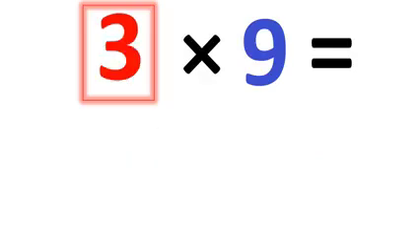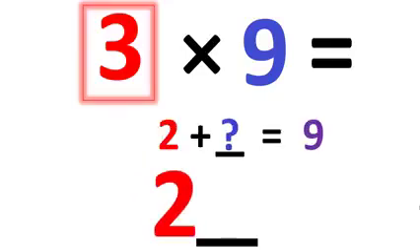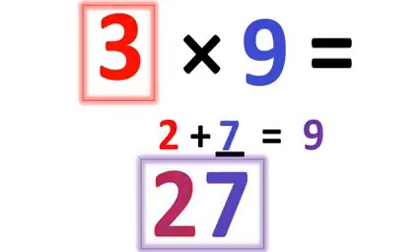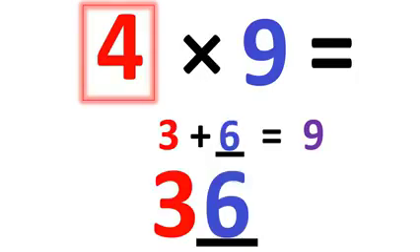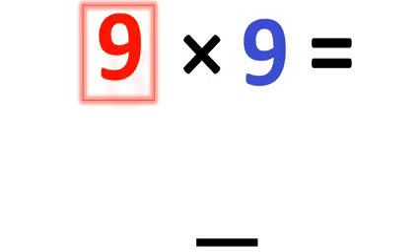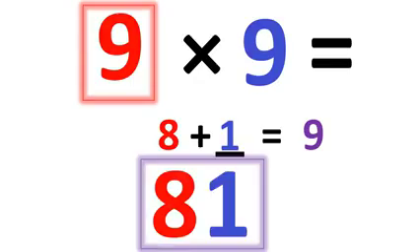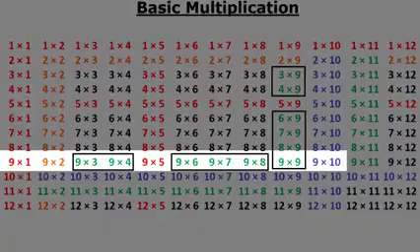Or when you have 3 times 9, 1 less than 3 is 2. Then you say 2 plus what number equals 9? 7. So 27. So forth and so on. 4 times 9. 1 less than 4 is 3. 3 plus what number is 9? 6. So your answer is 36. And you can do that all the way up to 9 times 9 to get 81. So now that you know the answer to 2 times 9 to 9 times 9, you also know the reverse. You know 9 times 2 to 9 times 8.